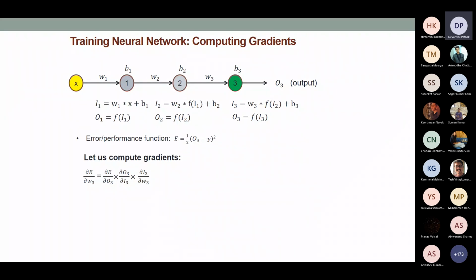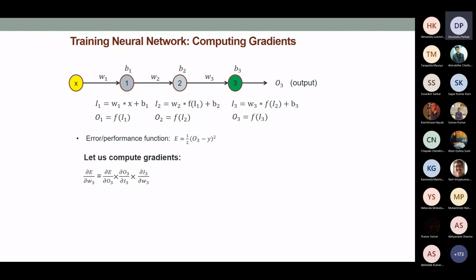That is why del E del W3 is equal to del E del O3, times del O3 del I3, times del I3 del W3. That's the gradient computation you can do for del E del W3. All right, and then you can compute the partial derivatives straight away. That's not a big deal, but that's the expression.